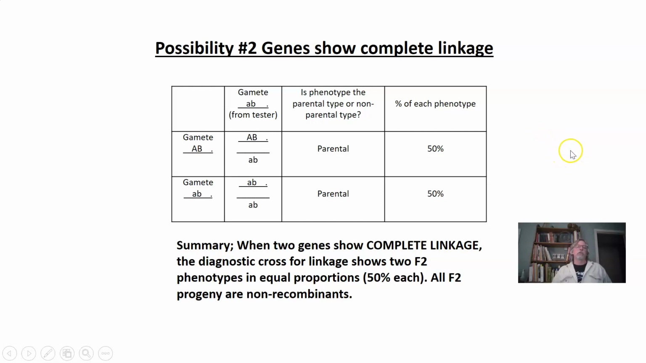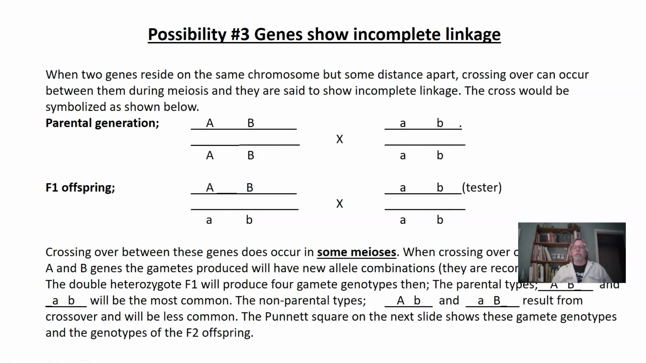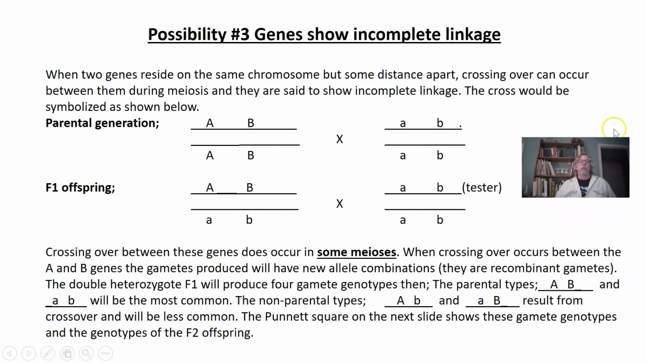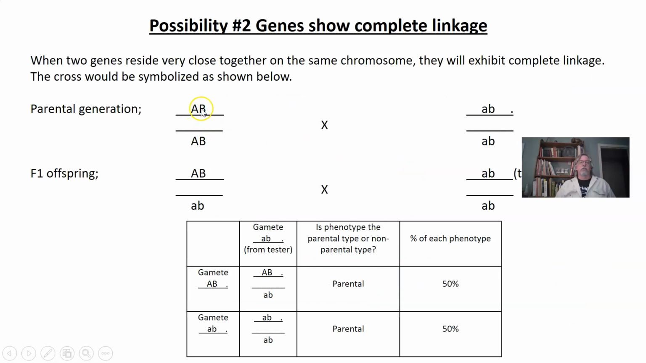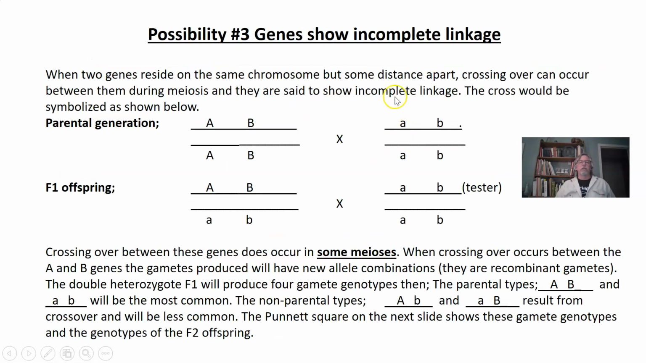Okay, what's the situation? Possibility number 3, shown on this slide. Let's say that there are two genes that are linked, A and B, but they are far enough apart in the chromosome that crossover can occur for them. In the previous example, for complete linkage, the genes were extremely close, and there's never crossover because they're so close together. But in the case of incomplete linkage, the genes are far enough apart and crossover can occur between them.